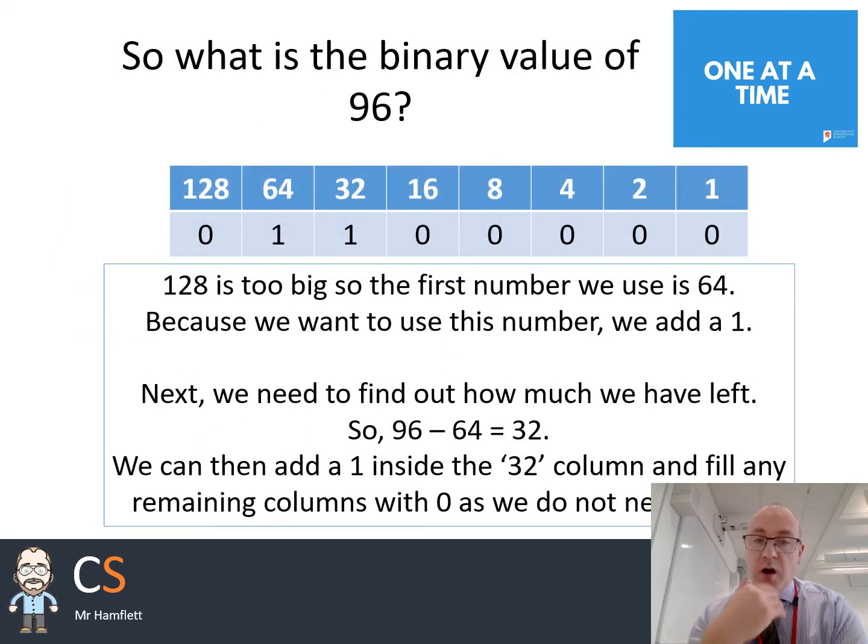So what's the value of 96? Again, I go for that process, start with the biggest value first. So 128 is too big, 64 is perfect. Well, 96 minus 64 is 32, so I need a 32. And because now that I've subtracted 32 from it, I don't need anything else, therefore I can just put zeros in the rest of it.